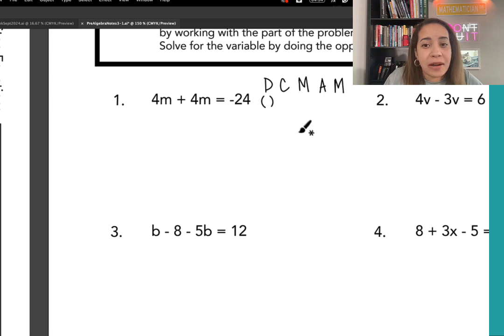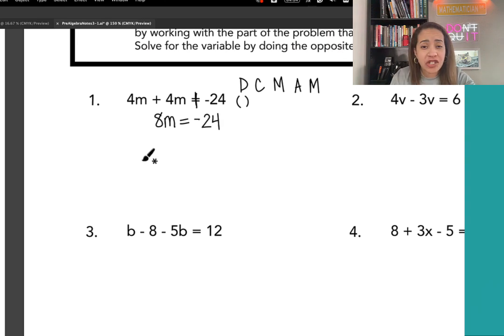C stands for combine like terms. In this problem, I do see like terms that I can put together. When we combine like terms, we must see parts that have the same variable and the same exponent, and they also must be on the same side of the equal sign. Looking at the left side of our equal sign, I do see some pieces that match. 4m and 4m look alike, so I can go ahead and add those together, and that gives me 8m. So 8m is equal to -24.